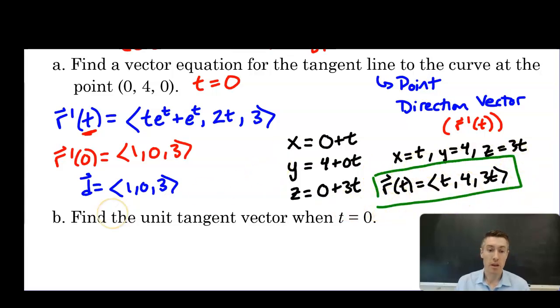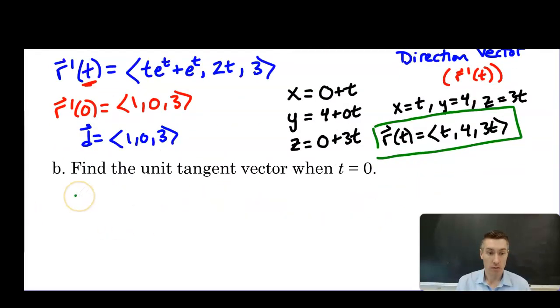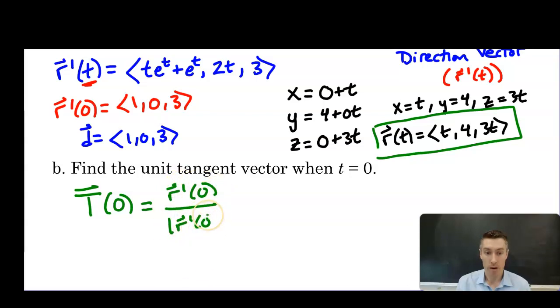Then part B: find the unit tangent vector when t equals 0. So we are looking to use our new notation for capital T of 0. Well, that's going to be r prime of 0 over the magnitude of r prime of 0.